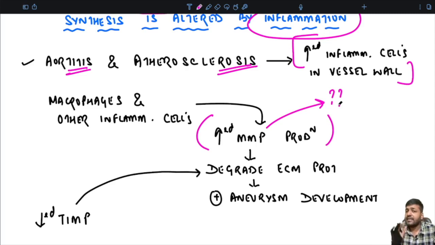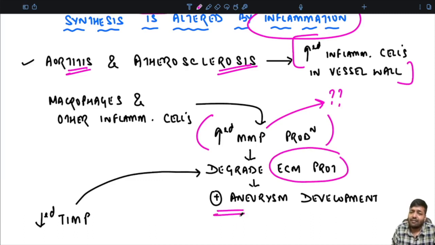As the term suggests, these are proteases. So basically, what does MMP do? They degrade the extracellular matrix protein, and that facilitates the weakening of the vessel wall, leading to aneurysm formation. I will repeat once again, in any condition of inflammation, there are lots of inflammatory cells, okay? And all these inflammatory cells, especially the macrophages, release matrix metalloproteases, which degrade the extracellular matrix protein, leading to weakness of the vascular wall, facilitating aneurysm development, okay?